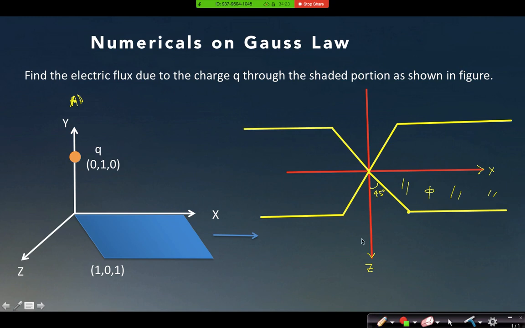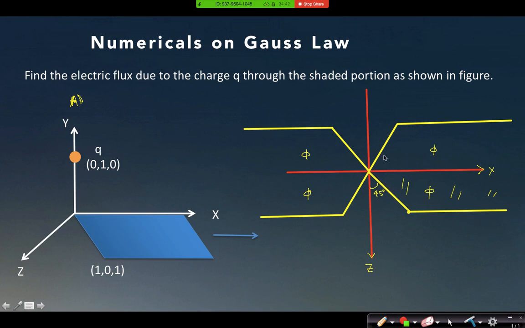And all of these plates will carry the same flux phi, as these four plates are symmetrical from the charge q. Yes or no? Everyone? Sure? These four plates are symmetrical from the charge q.